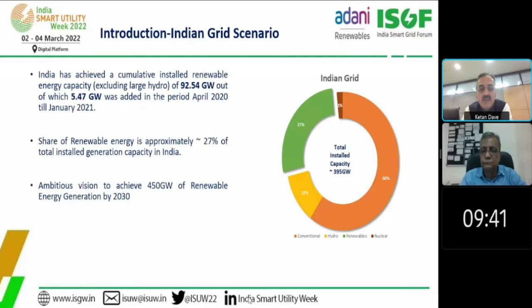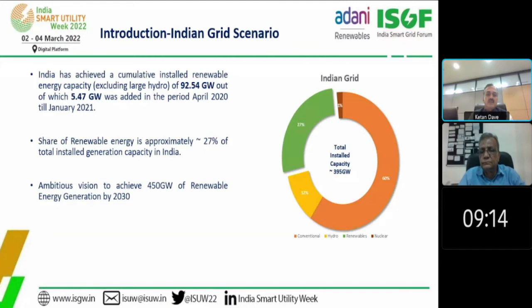So, this is just a warm-up slide, an introduction on the Indian grid scenario. India has achieved a cumulative installed capacity of renewable energy, excluding large hydro, of around 92.54 gigawatt, close to 100 gigawatt, out of which almost 5.5 gigawatt was added in the last one to one and a half years. The share of renewable energy is approximately 27% of the total installed generation capacity. The numbers are from the public domain and are in terms of installed capacity, not energy, because my earlier speakers talked about energy, and energy may be slightly lower because of the lower CUF in renewable plants.